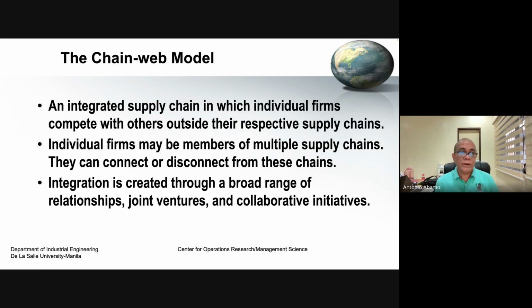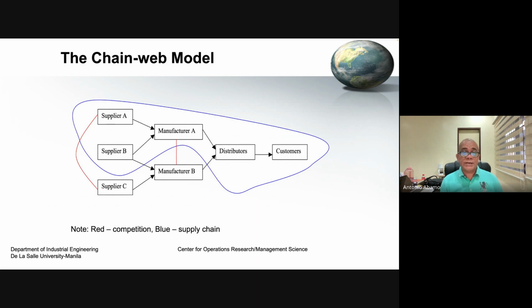Okay, the chain web model. It is an integrated supply chain in which individual firms compete with others outside the respective supply chains. Integration is created through a broad range of relationships, joint ventures, and collaborative initiatives. Okay, just like this one. Okay, a chain web. Now, the red connection is a web of connection between supplier A to manufacturer A to supplier C. So they are coordinating with each other, but actually supplier A and supplier B is also a web of connection.